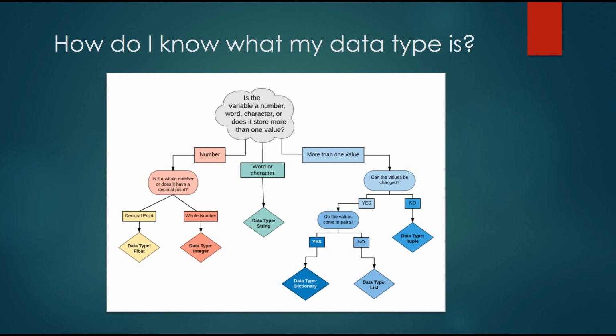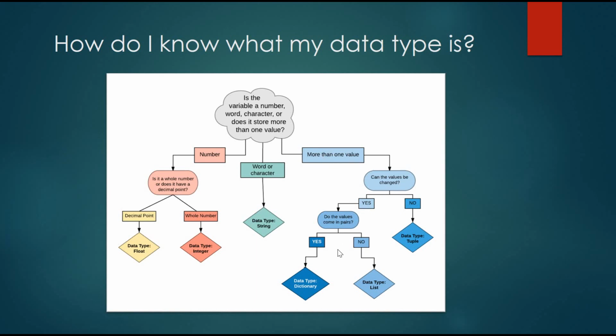You may be wondering how you can determine what your data type is. Now, I made this little flow diagram here for you that you can look at and refer to. It's also going to be in your class notes, so you can take a look at it later. But basically, you can just ask yourself a couple questions, like, is the variable a number, word, character, or does it store more than one value? If it's a number, you can then ask, is it a whole number or a decimal point, and that'll tell you whether it's a float or an integer. If it's a word or character, just store it as a string. Don't worry about anything else. It is a string unless it's more than one individual sentence, right? Which would mean it's more than one value, right? If there were multiple sets of quotes, it would be more than one value.